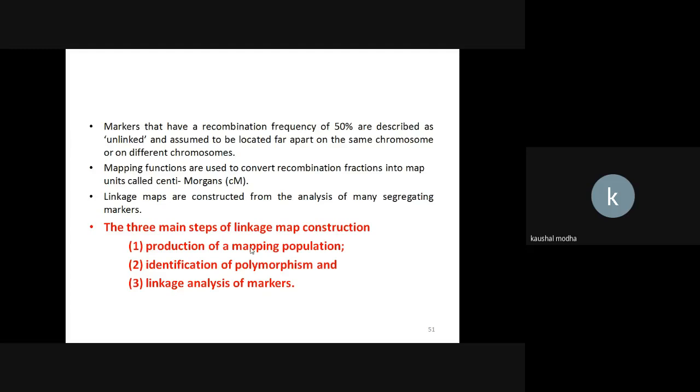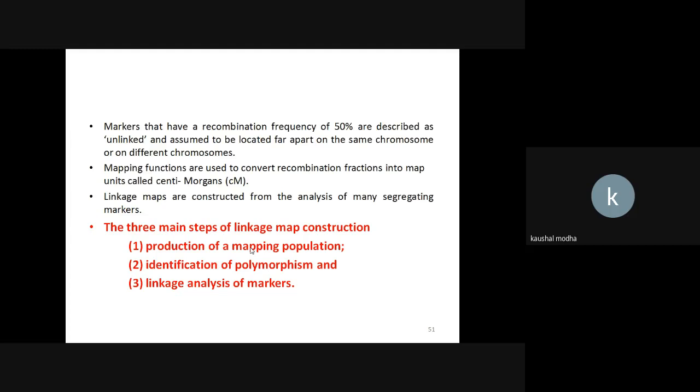Suppose your character is pods per plant, then you have to select from your germplasm the parent which has the highest number of pods per plant, and you select another parent which has the lowest number of pods per plant. Like that, for any quantitative trait, you must select diverse parents. Not only on the basis of phenotype, that means pods per plant or plant height, disease resistance or susceptibility, you might be dealing with any quantitative trait.